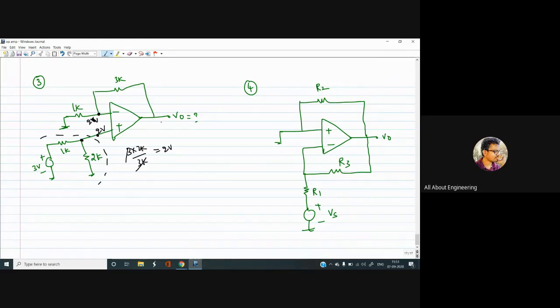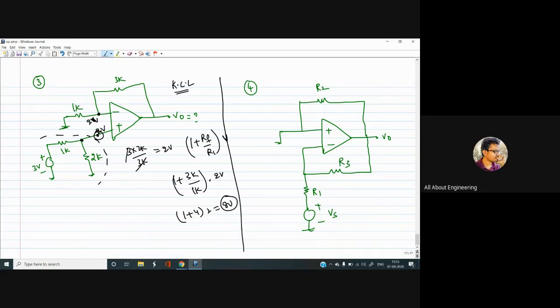Now to get the output, you have to apply a simple KCL, Kirchhoff's current law. Or else, as it is a non-inverting amplifier, you can directly write the answer as 1 plus RF by R1 times V. So 1 plus RF is 3k and R1 is 1k, into the voltage at this node, which is 2 volts. So it is 1 plus 4 into 2. So 8 volts is the perfect answer. Very good. Now you try to solve the fourth question.